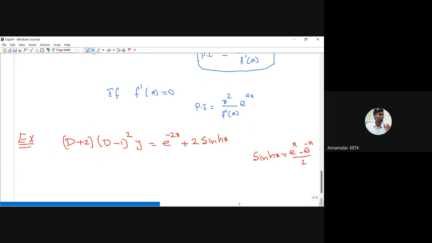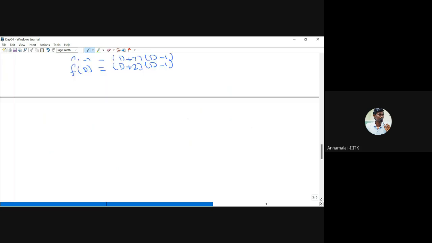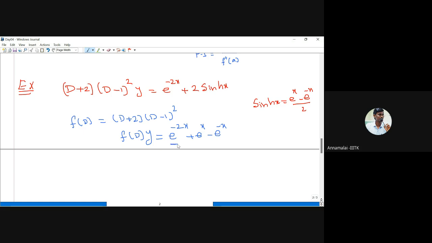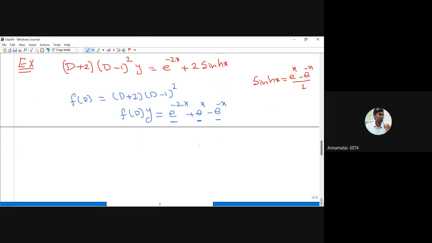In this case, what is f of D? This factor: f of D is nothing but (D plus 2) into (D minus 1) whole square. Now the given equation can be written, with the 2 cancelling against the 2 in the sinh x, so we simply get f of D into y equal to e power minus 2x plus e power x minus e power minus x. That's it. So there are three parts in the particular integral: first you take this one, then this one, and then this one. Separately you have to find the particular integral.